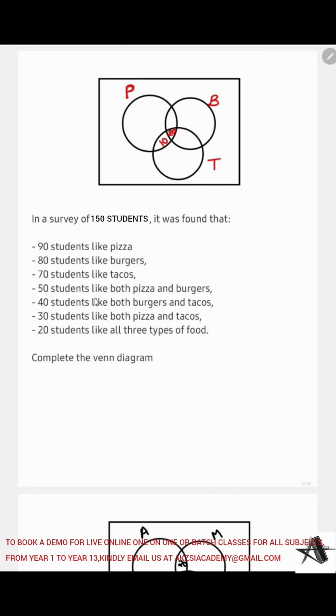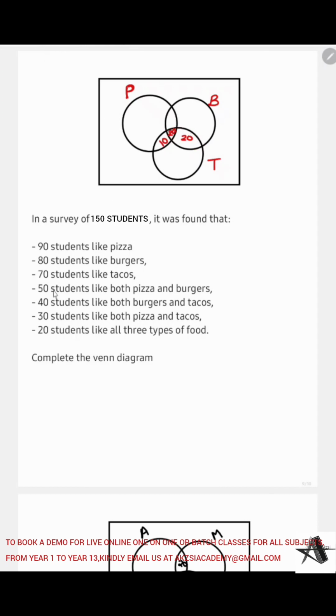Then 40 students like both burgers and tacos. As I told you, always try to start with the intersection of all three, then move on to the intersection of two and then one. This is how you can fill any Venn diagram. This is a short trick to understand it. So burger and tacos are liked by 40 students. That means this whole is 40. 20 I have already filled, so the remaining would be 20, because in the whole of that 40 should be there. Since 20 is already filled in the intersection of all three, the remaining is 40 minus 20, that is 20.